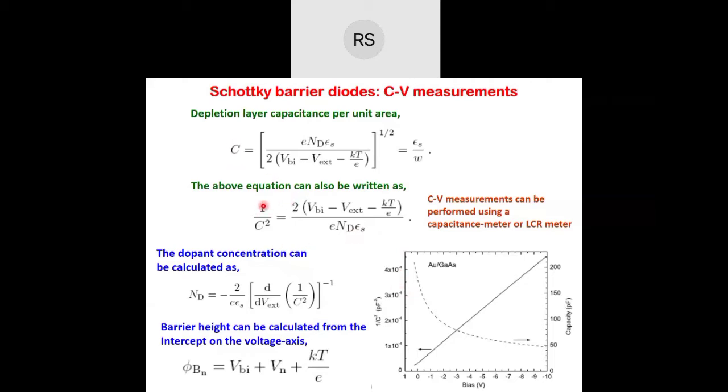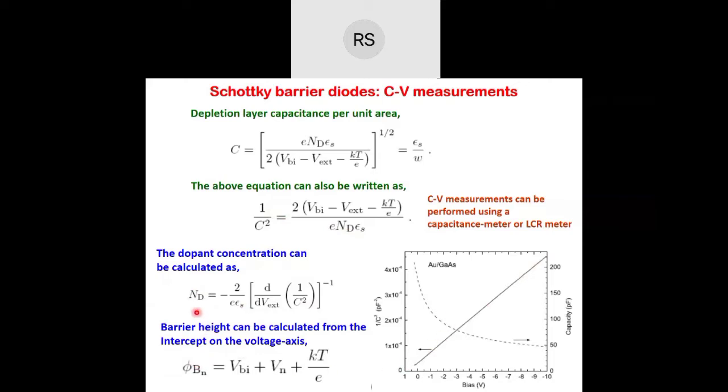1 by C square is inversely proportional to ND, and it gives you a straight line. If you fit this straight line, from the fitting it is connected to the ND. So experimentally, you can measure the dopant concentration and also the barrier height, from this intercept.